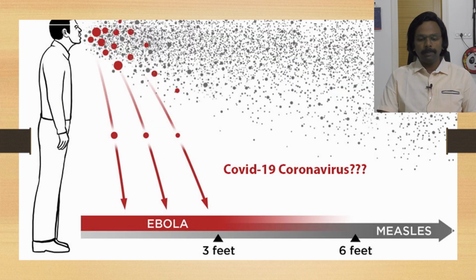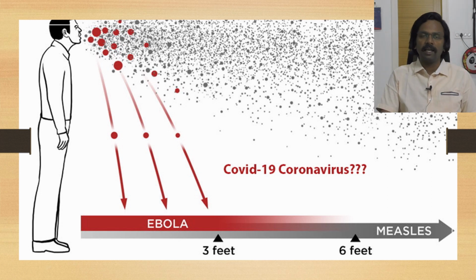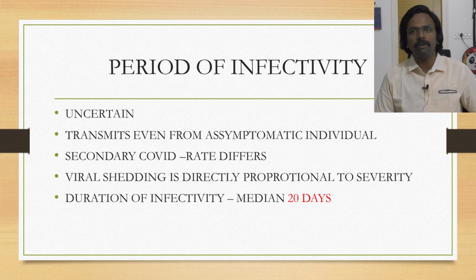The droplets typically do not travel more than 6 feet and do not linger in the air. So hence, social distancing definitely works, and person-to-person transmission can be prevented. Our mantra should be break the chain so that we can prevent this coronavirus from forming a community transmission. And now we should understand the period of infectivity.